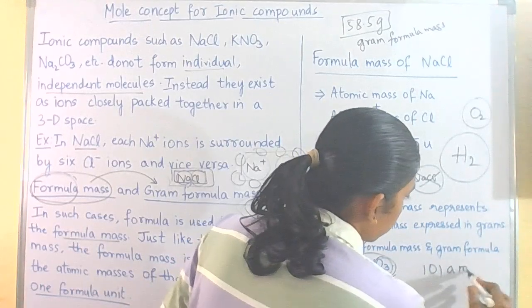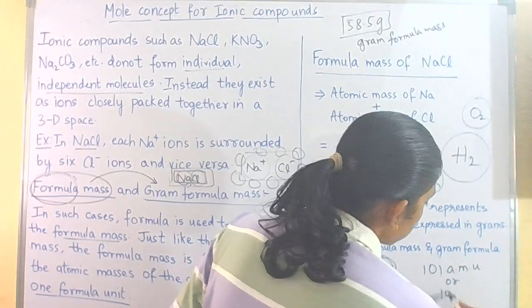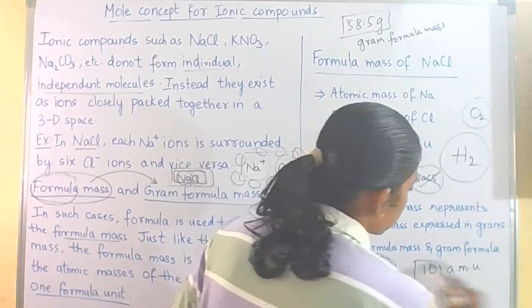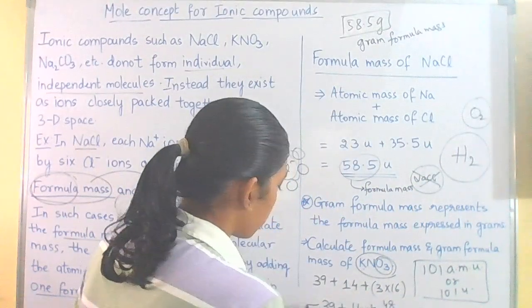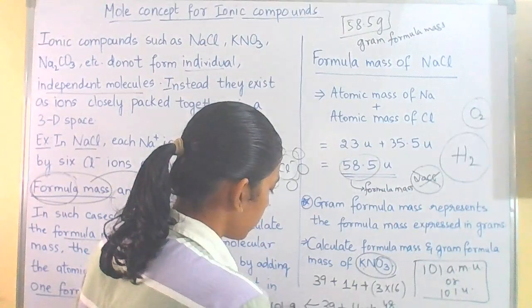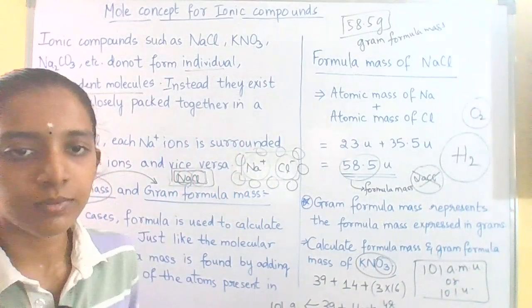101 atomic mass units or 101 units. This is the formula mass. And when we express this in grams, it is called gram formula mass. 101 grams.